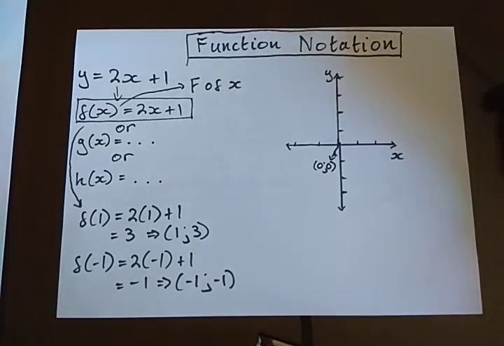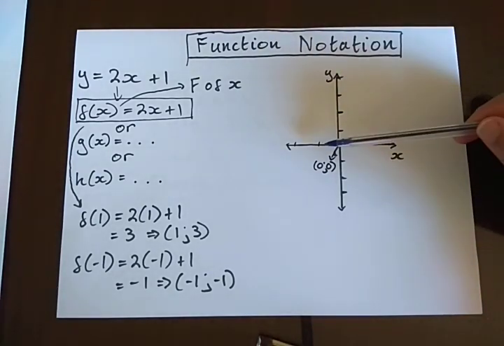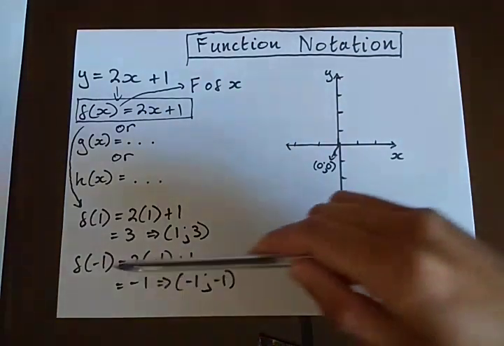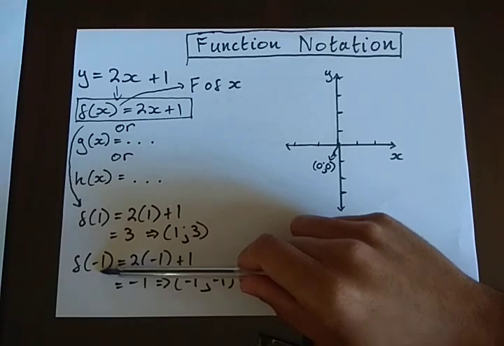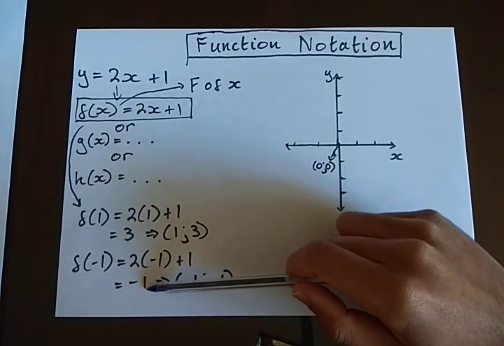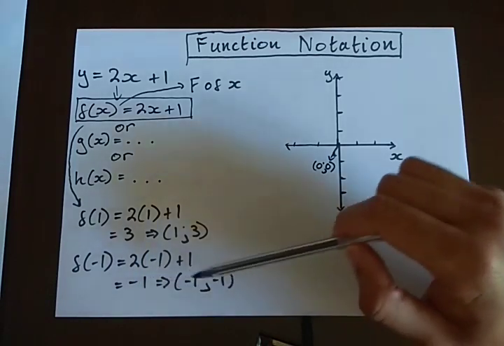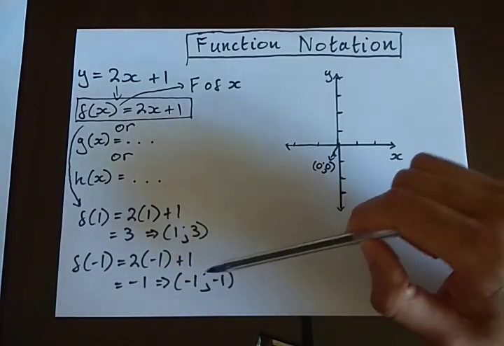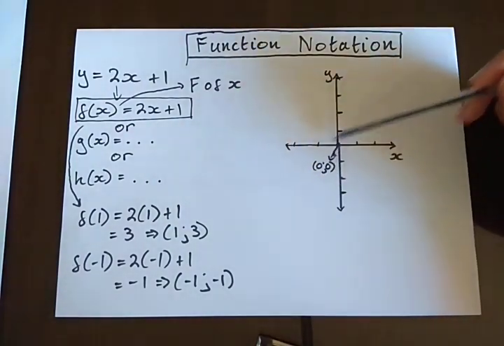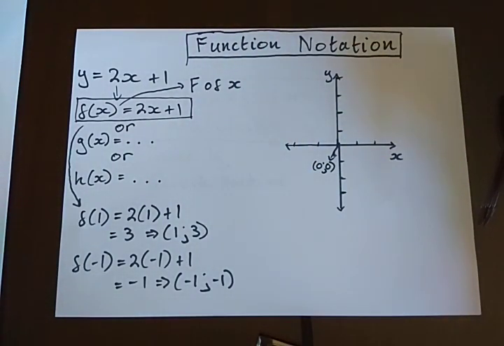We need two points to plot a straight line. So let us take another random point. Let's find out what happens when x is equal to negative 1. I would say f of negative 1 is equal to 2 times negative 1, plus 1, which gives me a resultant value of negative 1. Therefore, this coordinate would be (-1, -1). I would plot those two coordinates and be able to plot my straight line from there.